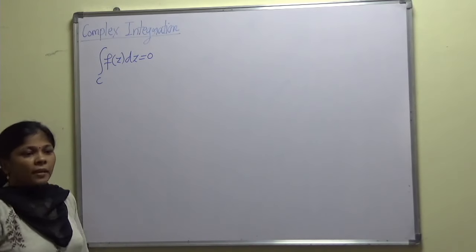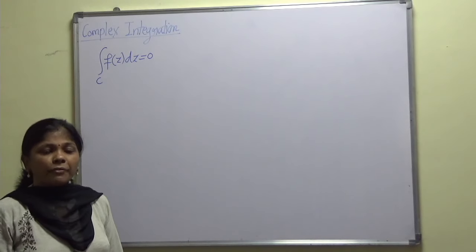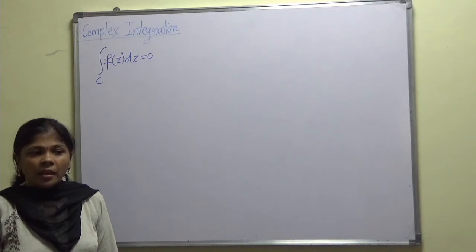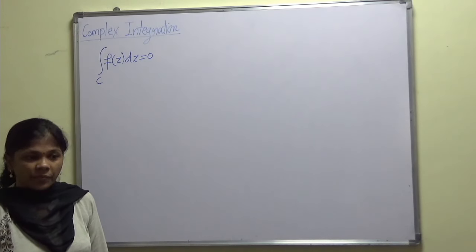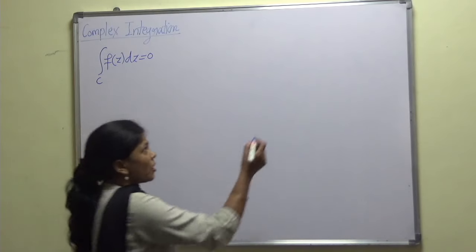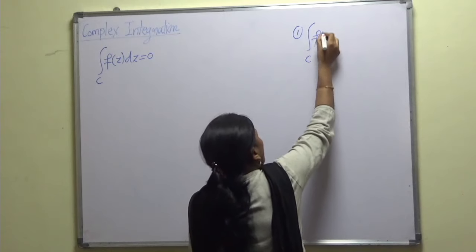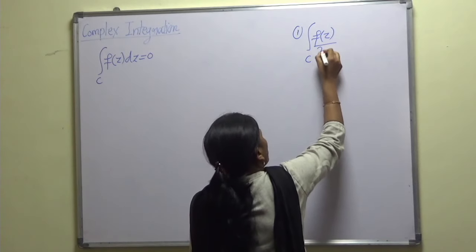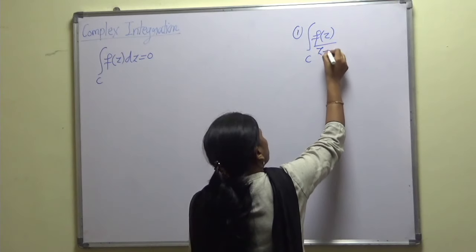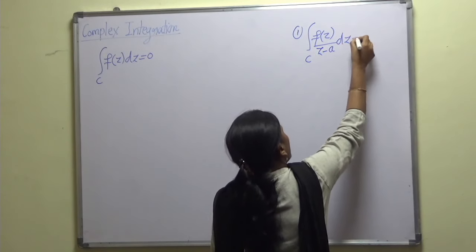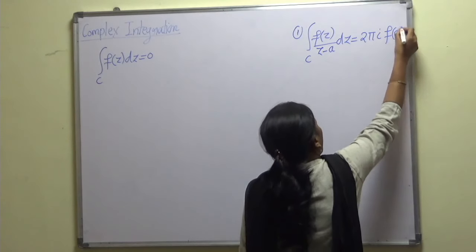Then the second theorem is the Cauchy integral formula. What it says is that if a function is analytic inside and on the boundary of C and a is any point within C, then the integration over C of f of z upon z minus a dz is nothing but 2 pi i times f of a.